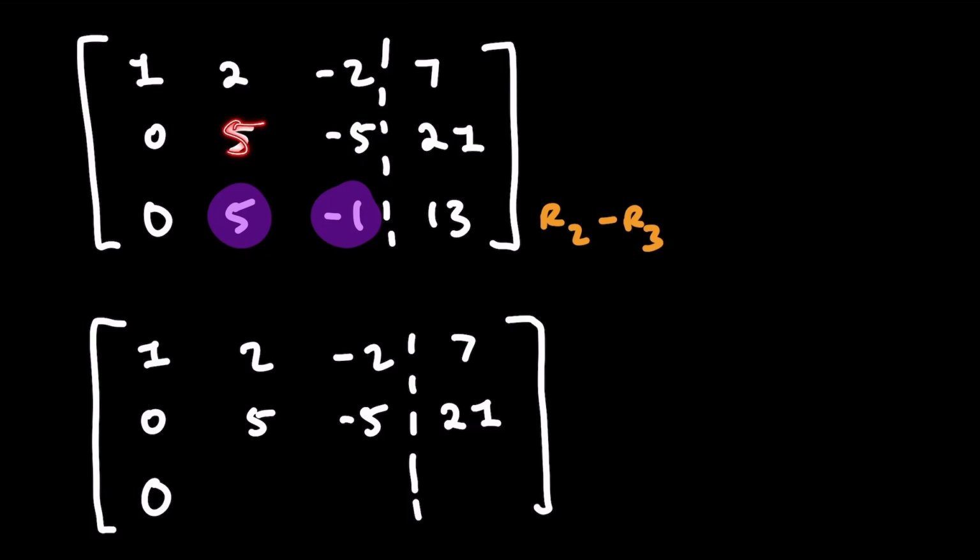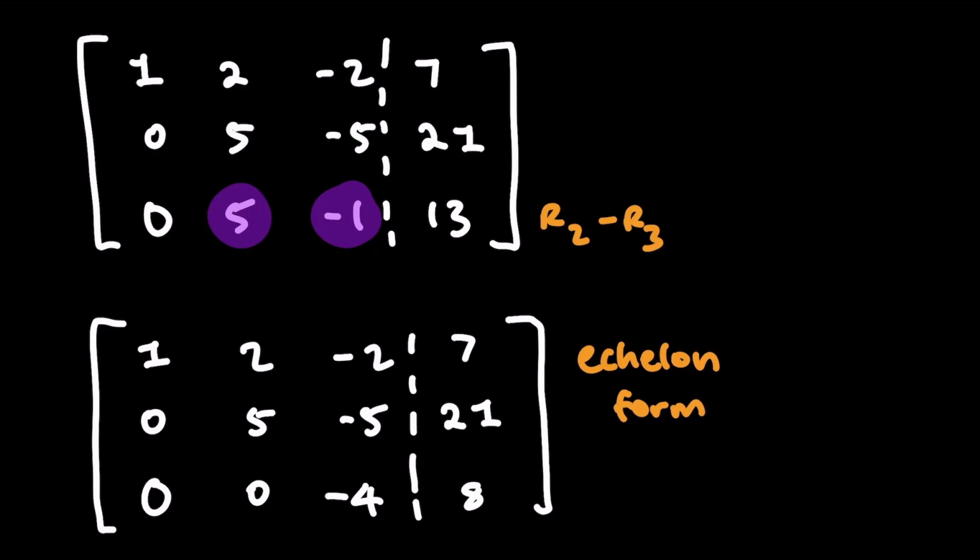Now we're going to do 5 minus 5, and that is equal to 0. Minus 5 minus minus 1, that's the same as minus 5 plus 1, and that means this would be minus 4. And 21 minus 13, that would be 8. And there you go. This is my final matrix, and the name of this matrix here is a matrix in echelon form.